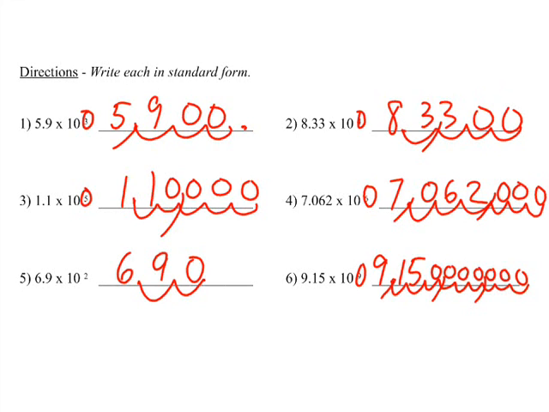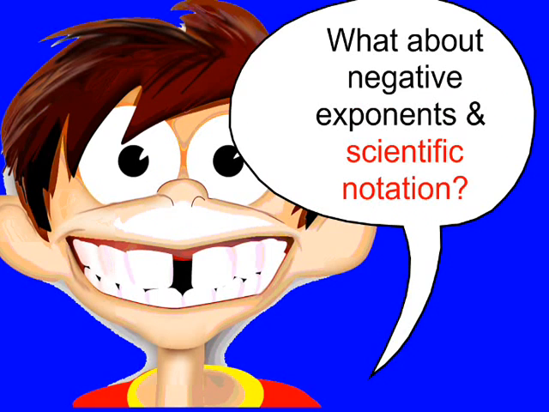So that would be 9,150,000,000. So it's easy. To convert from scientific notation back into standard form, the exponent tells you how many spots to move that decimal to the right.